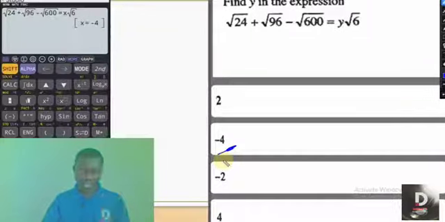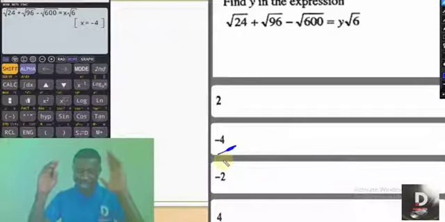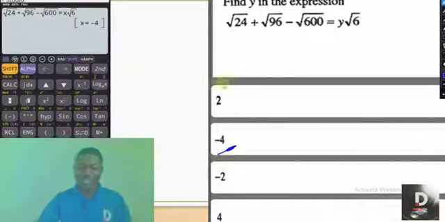Then shift solve. With your normal calculator, press the equal sign 3 times. The first one gives the answer. The second one, you see a box. The third one, it will say solve for x. That is the true answer. Take this advice. Let's move to the next question.